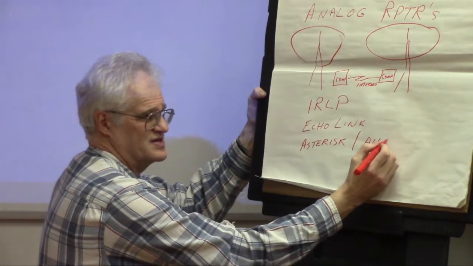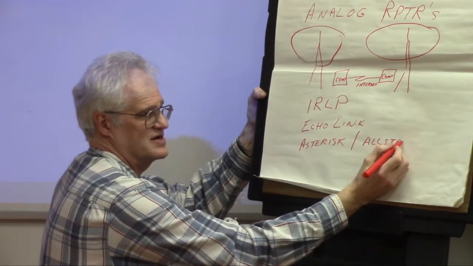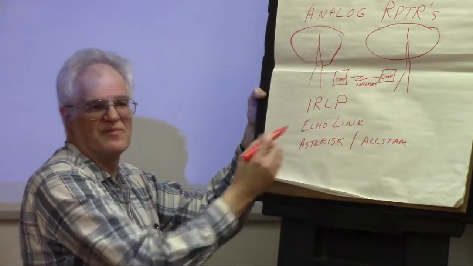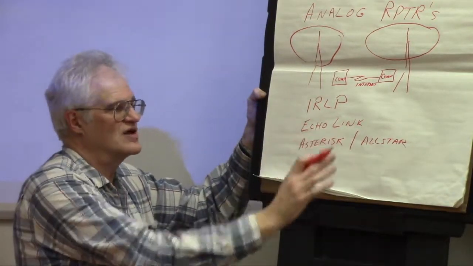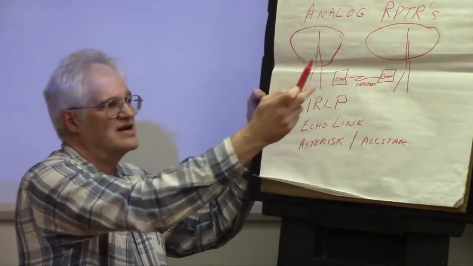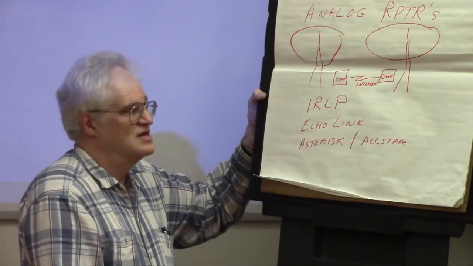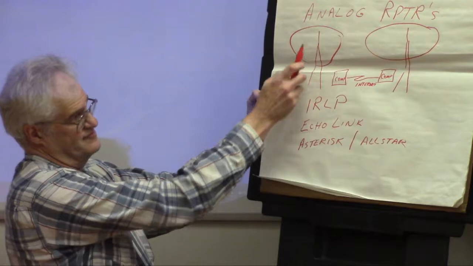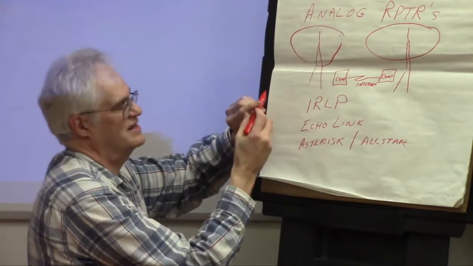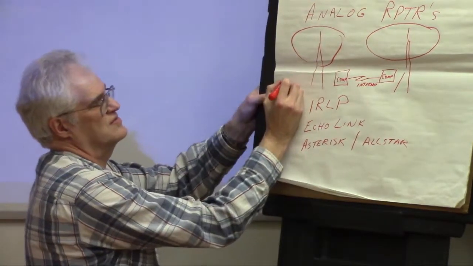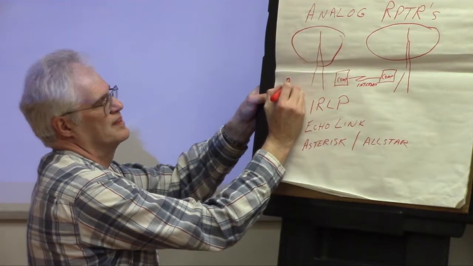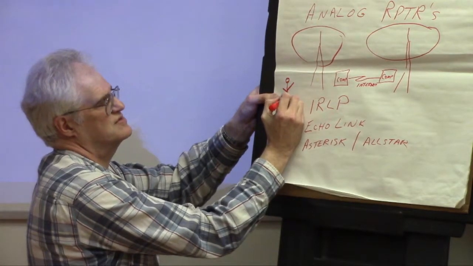It's simply called AllStar Asterisk. Again, these are a popular thing that more or less do the same thing. Take two analog repeaters, link them over the internet to each other so that you can talk from here and basically to someone here. I'm not the greatest artist for sure.